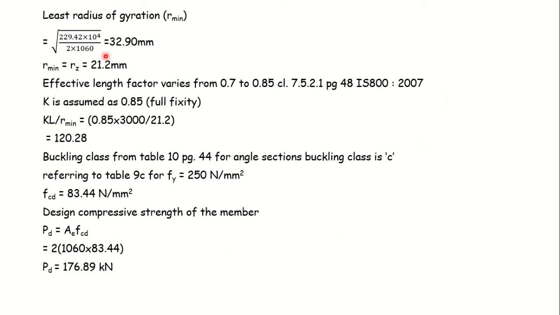Now what will be the radius of gyration about that y-axis? It is root of I by A, that is 229.42 × 10^4 divided by, since we are considering two angle sections, 2 × 1060, twice the area of one section. So if you take this, that will tell us that the radius of gyration about the y-axis, ry, is 32.90 mm.